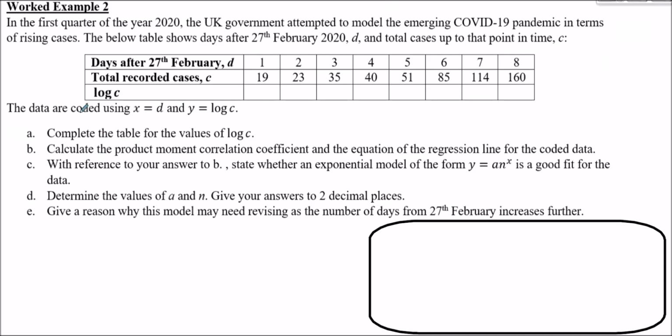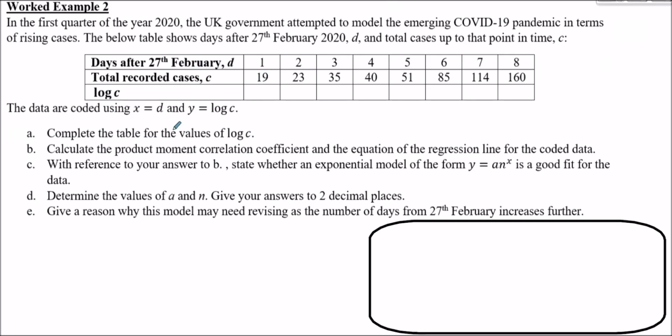So the data could be coded using x equals d. There's no meaningful coding for x, we just change the letter. But y does have coding. We've transformed it into a logarithmic relationship. So we're going to call y log c. We're going to take c and take log of those. First of all, we need to complete the table for the values of log of c. All these values here, we're just going to log them.